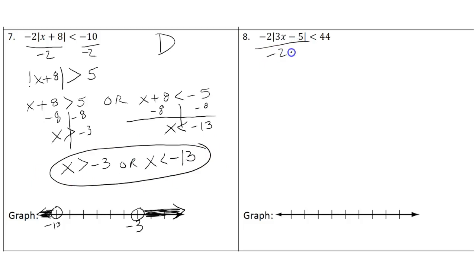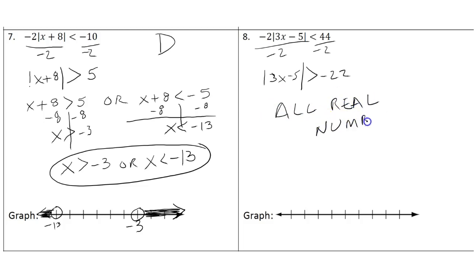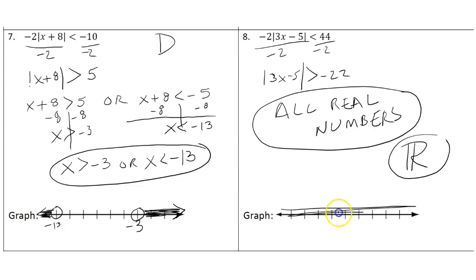Now let's look at example 8. Once again, isolate the absolute value, giving us an absolute value is greater than negative 22. Whenever we have an absolute value that is greater than a negative number, our solution is all real numbers. Color in the entire number line.